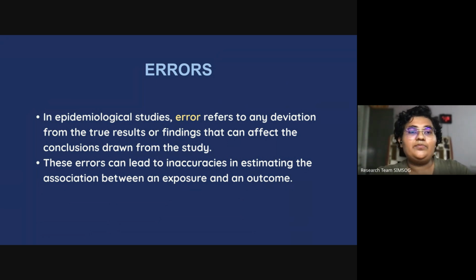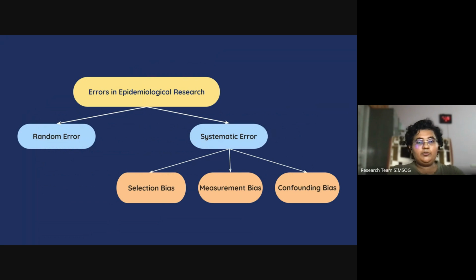Now let us talk about errors. In an epidemiological study, an error is any deviation from the true result or finding that can affect whatever conclusion we want to draw from the study. So these errors are harmful because they lead to inaccuracies in estimating the association between exposure and the outcome that we want to measure. In epidemiological studies, errors can be random or they can be systematic. Systematic errors are further broken down into selection bias, measurement bias, and confounding bias. First, let us talk about random error and systematic error.